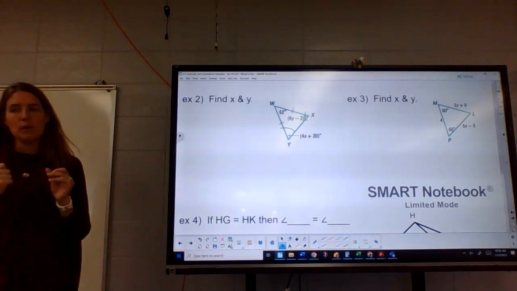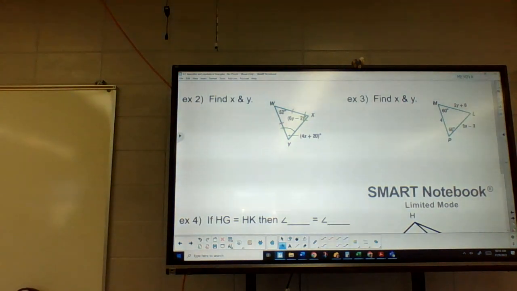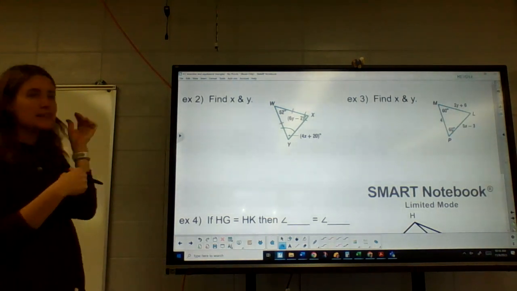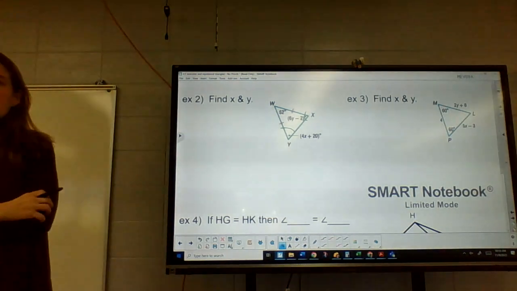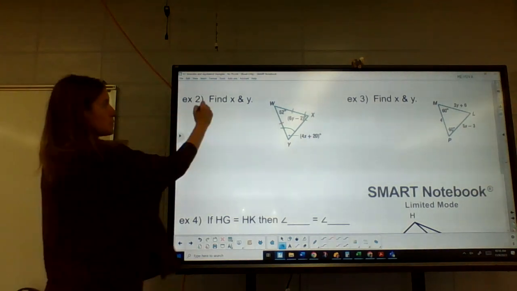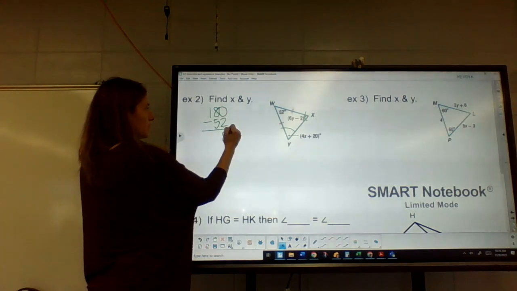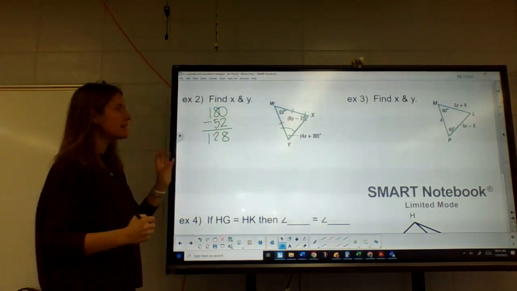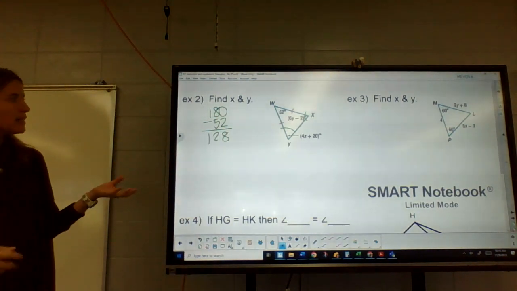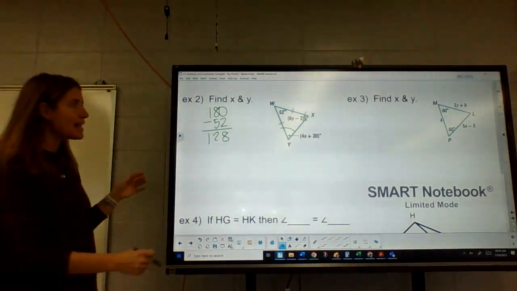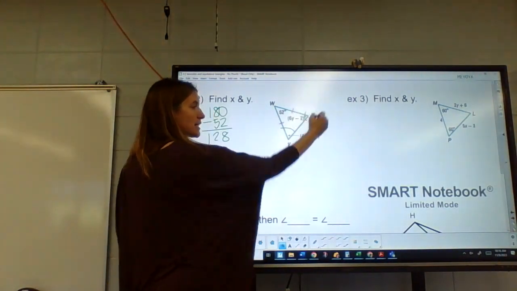Now, this one's a little bit trickier because I can't just set the X and Y equal to each other because they have variables in them. So any thoughts on how we can figure this out? Yes, Sam? Subtract 52 from 180. Very good. So he said subtract 52 from 180 and we get 128. That's what's going to make up these two angles together.